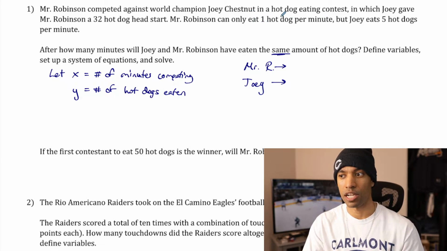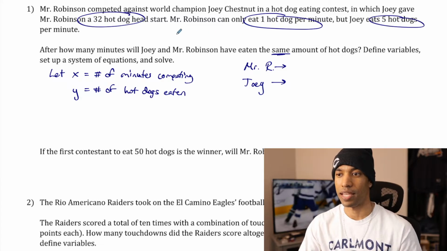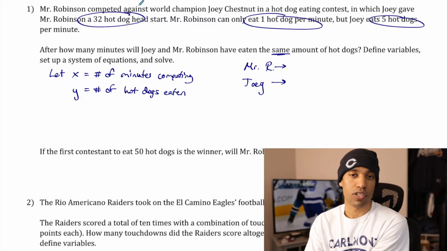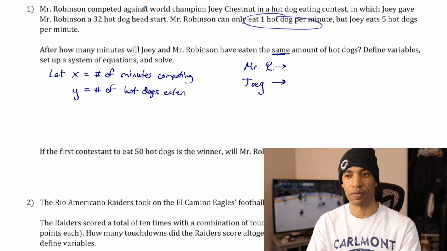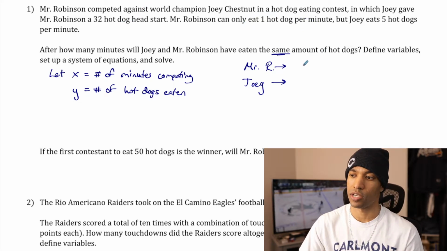I only eat one hot dog per minute, so I have a rate and a starting value. Joey Chestnut has a rate, and his starting value is 0 hot dogs. So all of that together tells us that this is a slope-intercept form kind of equation. My equation is the number of hot dogs I eat is this.